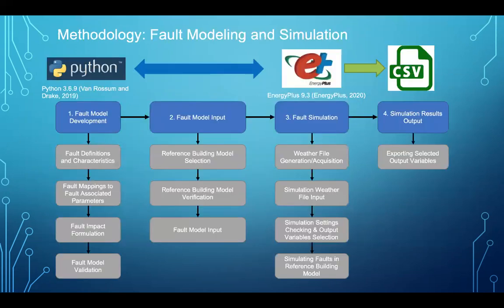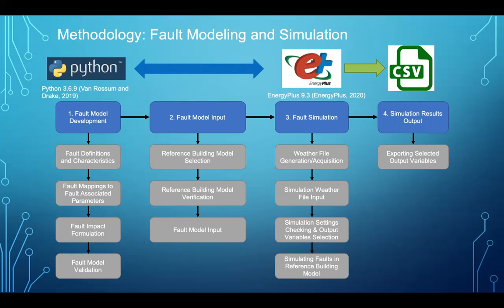Now let's move to the methodology part. As for fault modeling and simulation, there are four main processes. First, the fault model will be developed using Python based on fault definitions, characteristics, and mappings between faults and fault-associated parameters in EnergyPlus. After the fault impact is formulated, the fault model will be validated using experimental data.